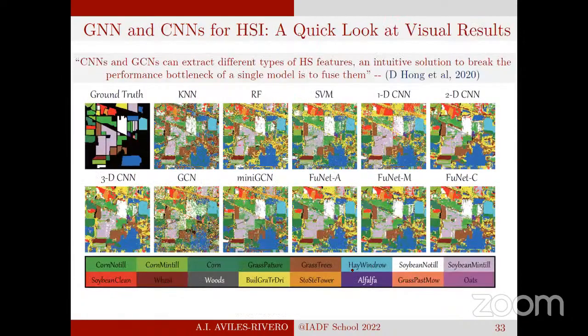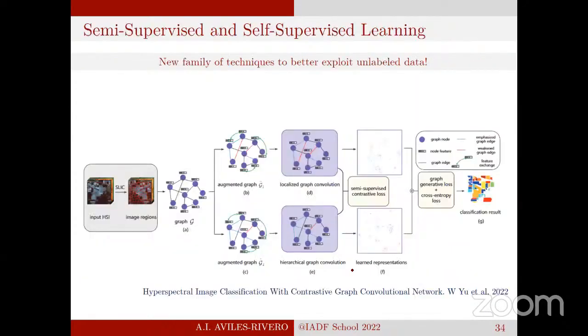So more and more, we have seen a combination of not just convolutional neural networks, but graph neural networks as well, to better deal with feature extraction. And another thing we are seeing more and more is how we can combine self-supervised with semi-supervised learning. Self-supervised is a huge world, and one example is a family of techniques called contrastive learning.